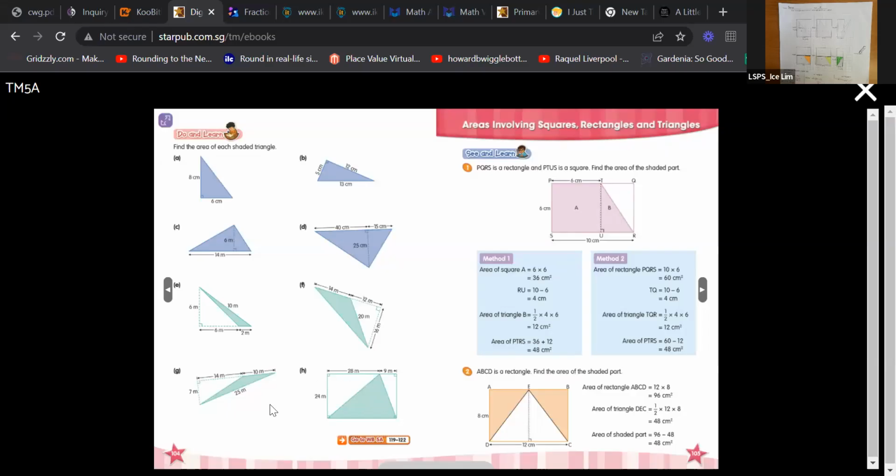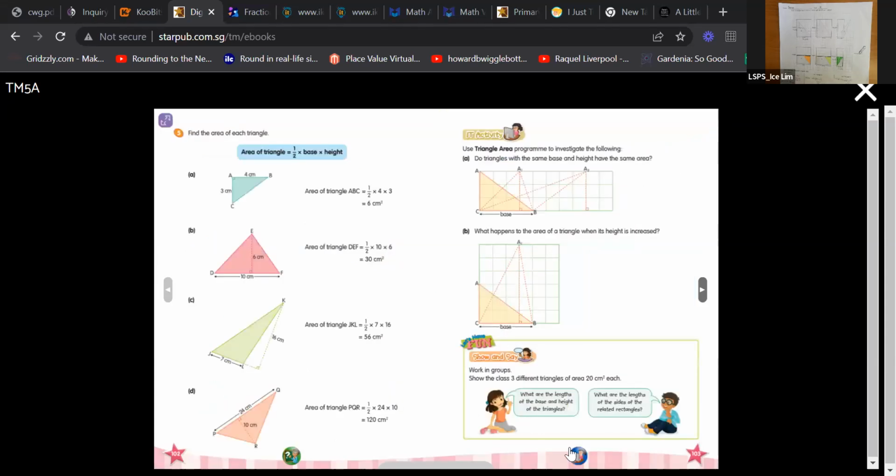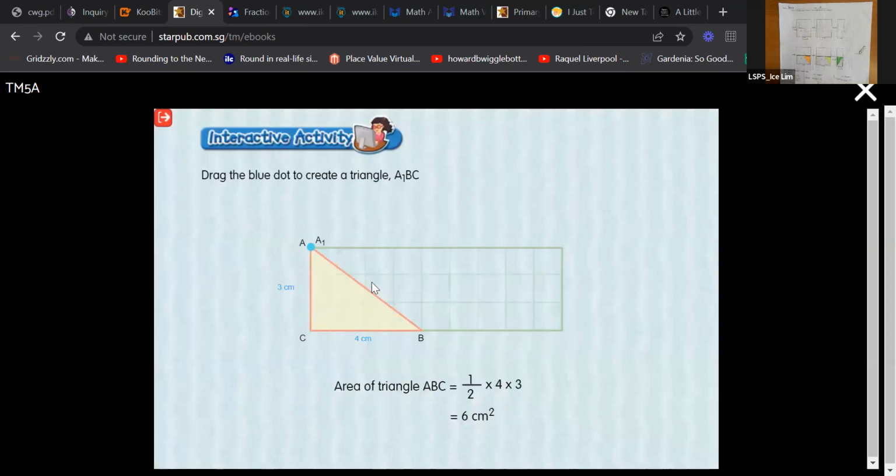Now, I will share the screen again from our textbook. Okay, this is the textbook. There's this sliding triangle. Let me show you here. Now, take a look at this. Roshan, look carefully. Now, look at what happened. I can drag this blue dot here. See? What is the base of the triangle for this one? 4 cm. What is the name of the base of the triangle? CV, very good. The height is CA or AC.